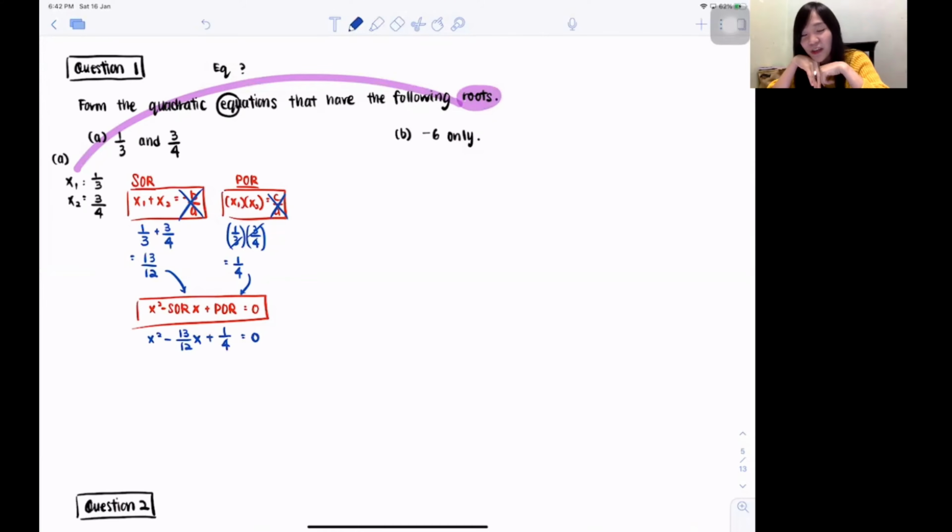But please don't stop here. Equation answer, always do it in the simplest form. Simplest form means they shouldn't have any fraction. So I will make the denominator disappear.